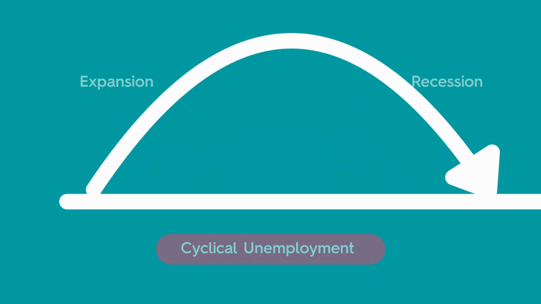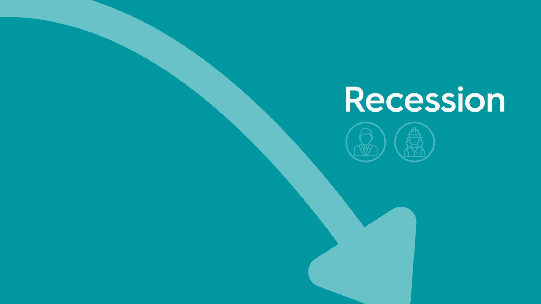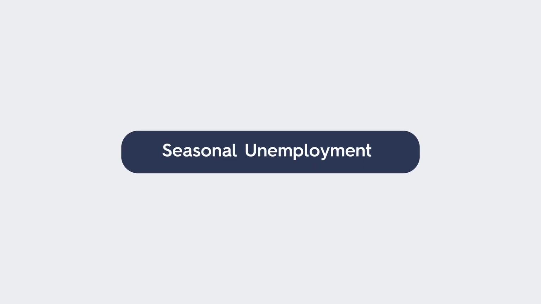Cyclical unemployment goes up and down with the business cycle. When the economy slows, fewer goods and services are produced, and some workers lose jobs. As growth returns, cyclical unemployment falls. However, not all unemployment depends on the overall economy.